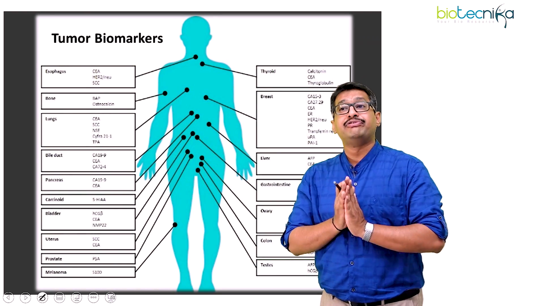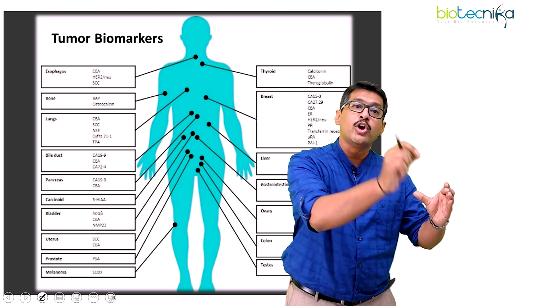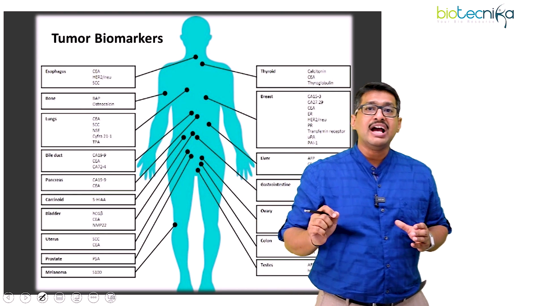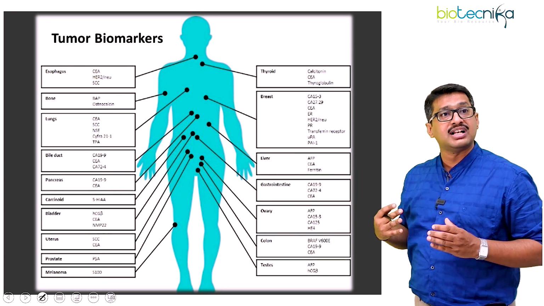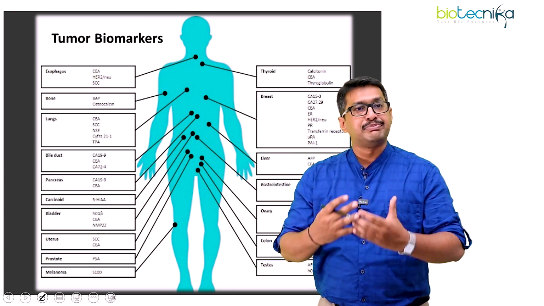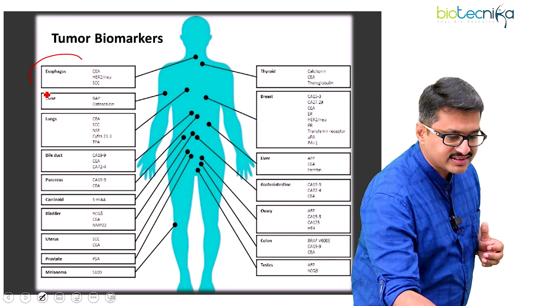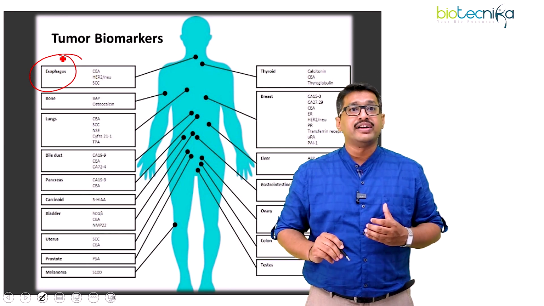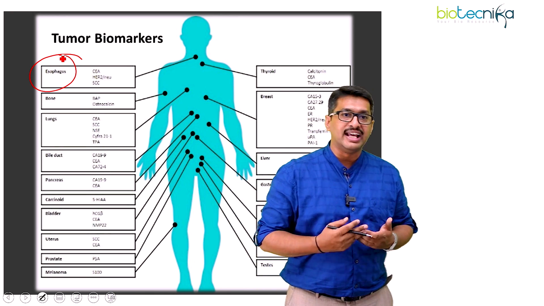Now, once I have identified the tissue, the next thing is, in a tissue, which biomarker am I interested in. So I have given a series of biomarkers and the tissues in which these particular biomarkers are normally expressed. Say, for example, if I take up the esophagus, then a biomarker called CEA is normally expressed.